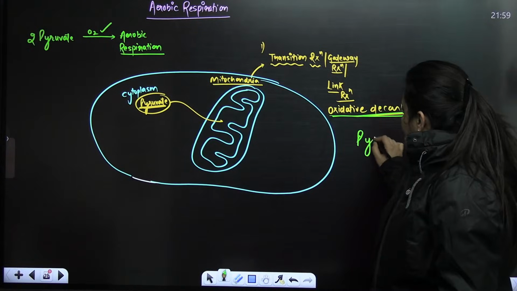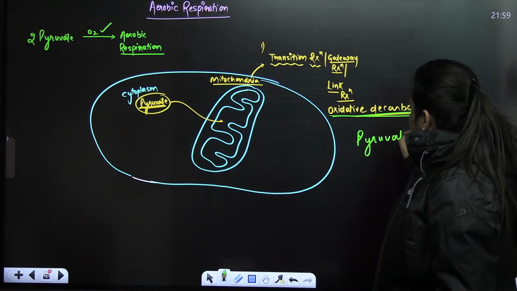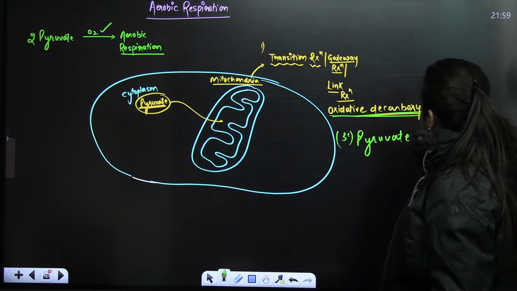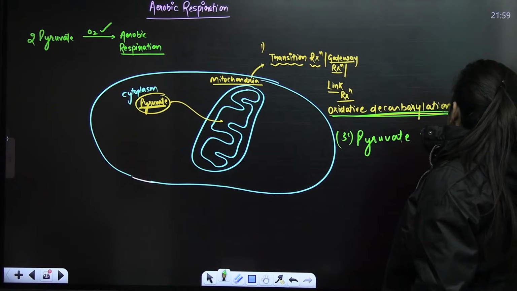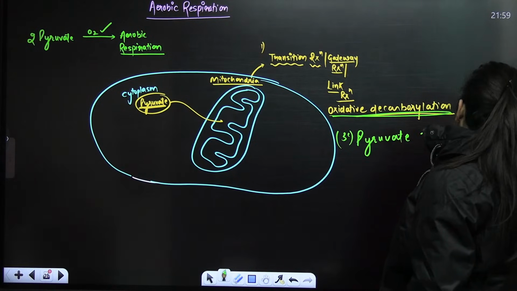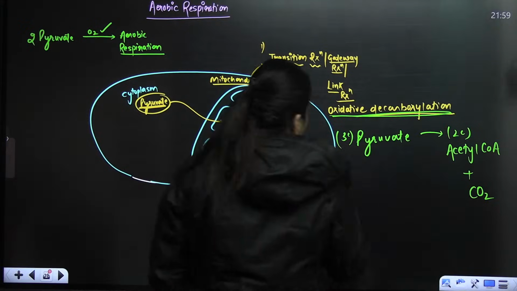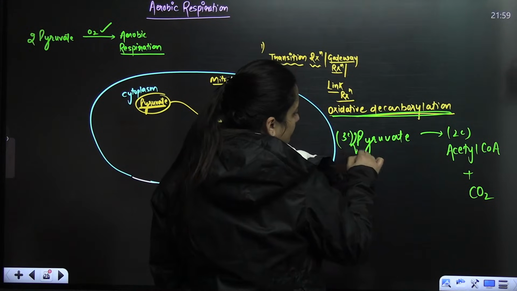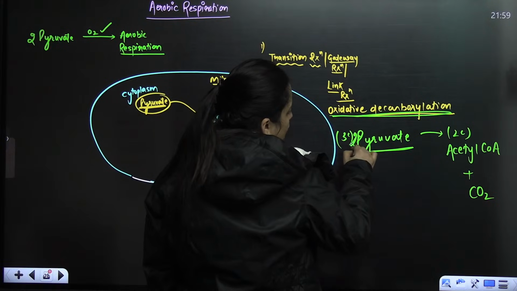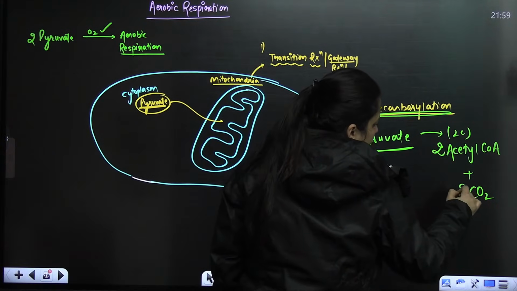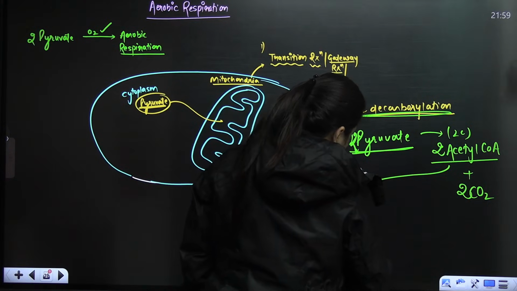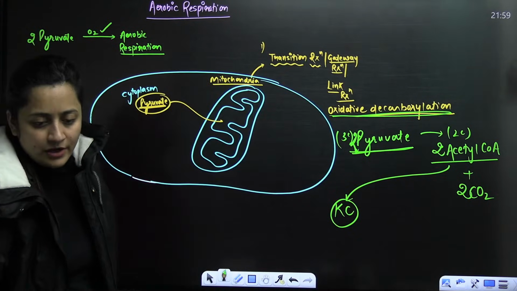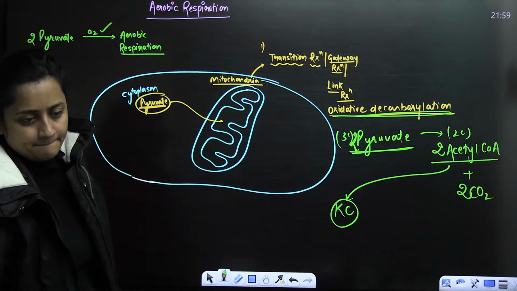Your 3-carbon compound, pyruvate, will be converted to 2-carbon acetyl coenzyme A along with the release of CO2. Because we have 2 pyruvates from 1 glucose, obviously 2 acetyl coenzyme A and 2 CO2, and it is this acetyl coenzyme A which will enter the Krebs cycle. Are you getting my point? This is the complete step.